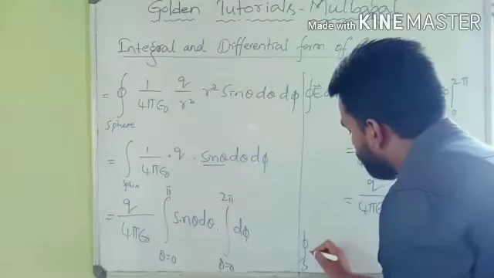So that means the total electric flux through the sphere is given by 4 pi, which cancels. You are going to be left with q divided by epsilon naught. So this gives the electric flux through the surface which has a point charge of q at its center. Now we can extend this expression.